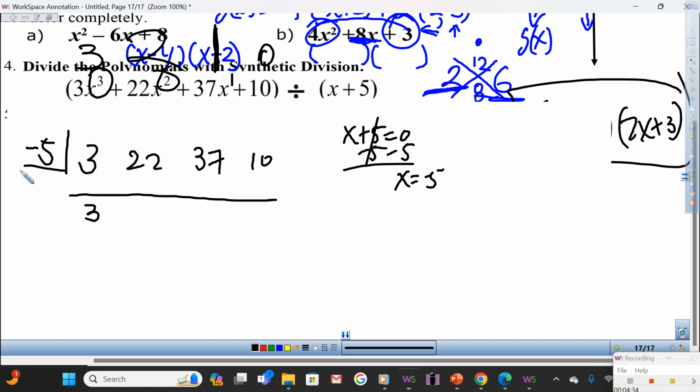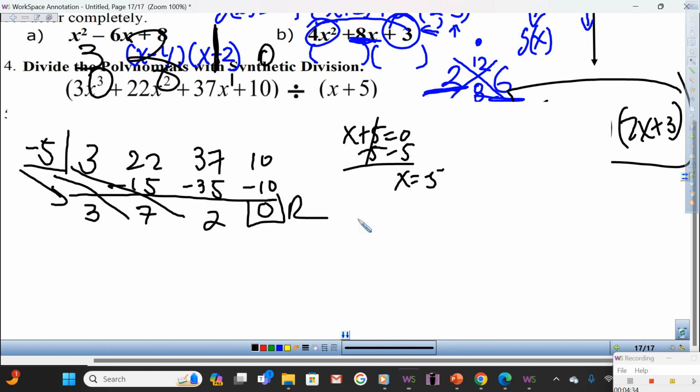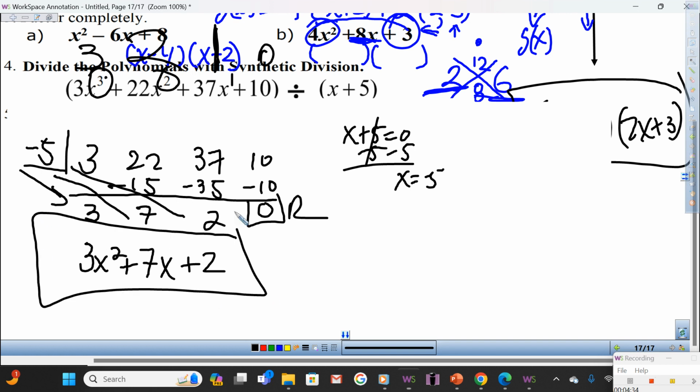Bring down the 3. -5 times 3 is -15. Combine, that's 7. -5 times 7, that's -35. Combine, that's 2. -5 times 2 is -10. Combine, that's 0 remainder. So that means we don't get a fraction at the end. So if we started with a cubic, that means this is a squared. So this is 3x squared plus 7x plus 2. Hands if you got that. Let's go. You got this.